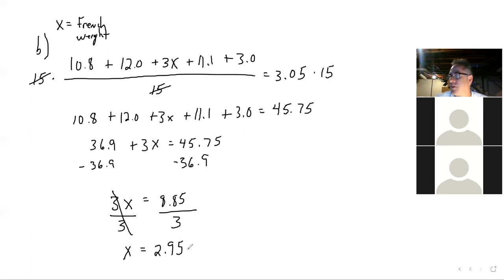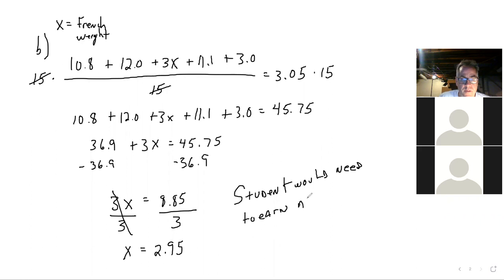Let's make sure there wasn't any other questions. That's it. So a student would need to earn a B at minimum. So if they got a B plus or an A, it's certainly you're going to exceed the 3.05. All right. Does that help?